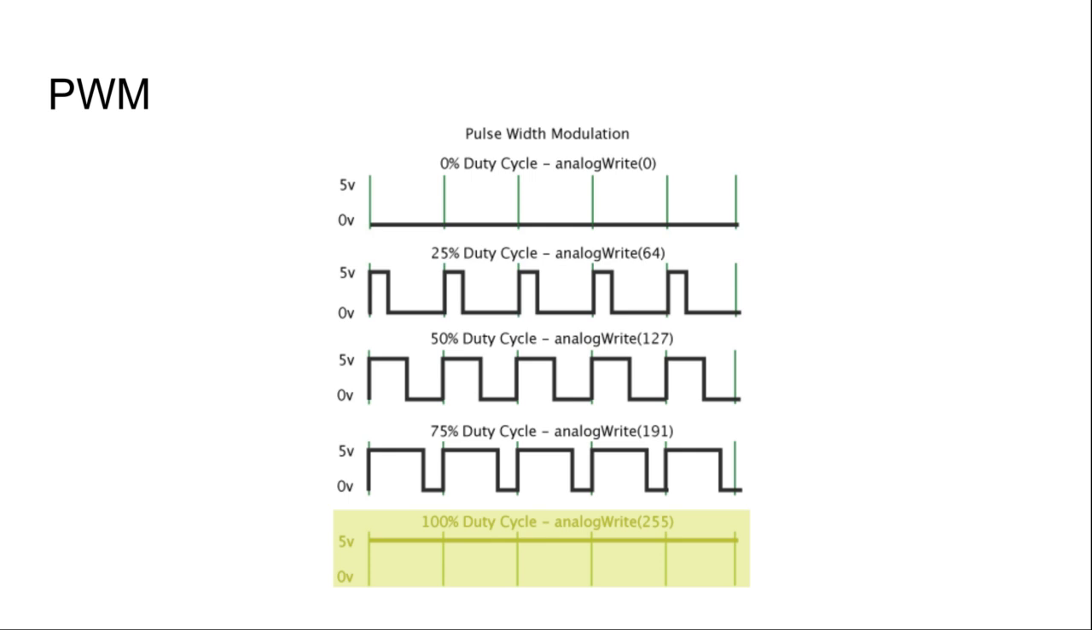Finally, we obtain 100% duty cycle when we write 255, or that's 2 power 8, and we can see here we are not obtaining a step function anymore, but instead a constant voltage flowing on the pin at the level of 5 volt. This graph makes it very illustrative to understand pulse width modulation. But what's the intuition behind pulse width modulation?